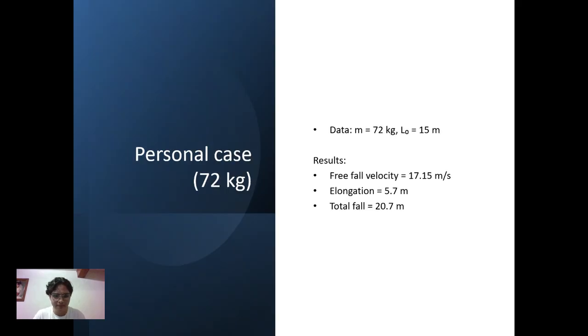Now let's compare this with my own case. With a weight of 72 kilograms, the velocity at the end of the free fall is 17.15 meters per second. And in this case, the rope elongation is only 5.7 meters, and the total fall is 20.7 meters. This means that with my lower weight, the stress on the rope is reduced, making the motion more controlled.